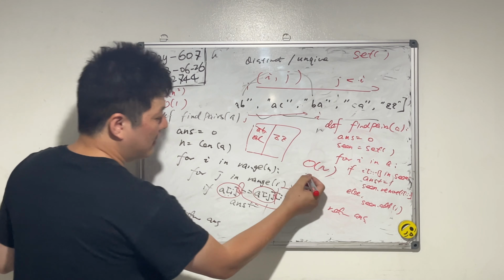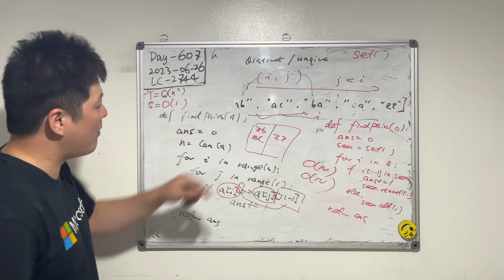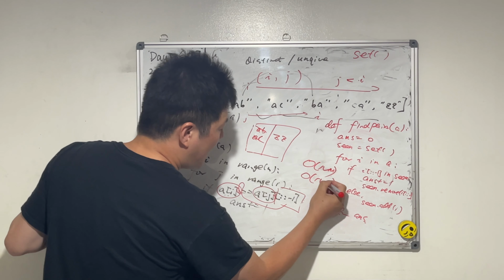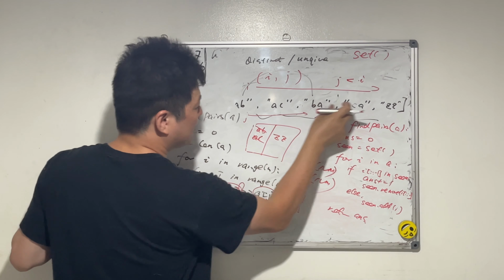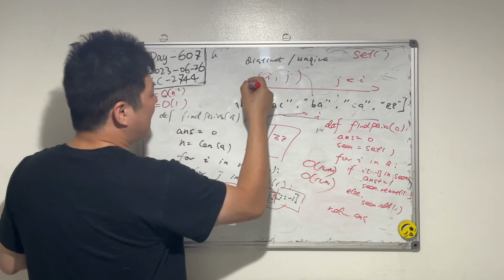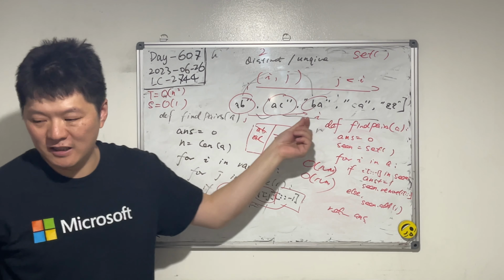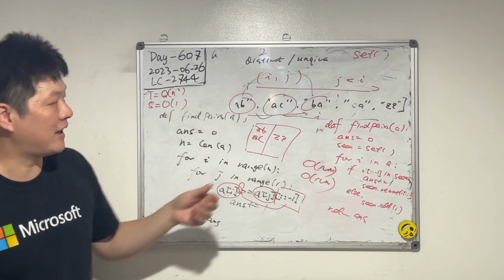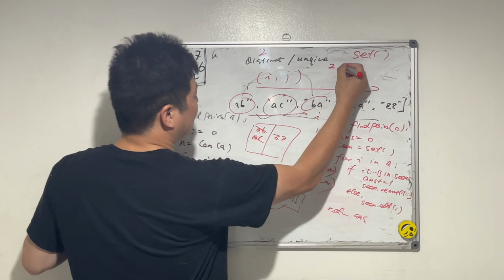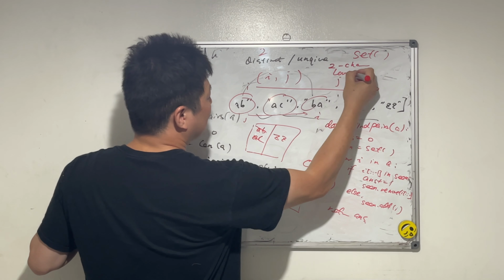O(n). Okay, actually technically it's not O(n). It's O(n times m), where m is the length of each word, each string. So let's assume the length of each string is 2. Only 2 characters, 2 character lowercase string. Okay, let's add a requirement: the size is 2 characters, and all lowercase.